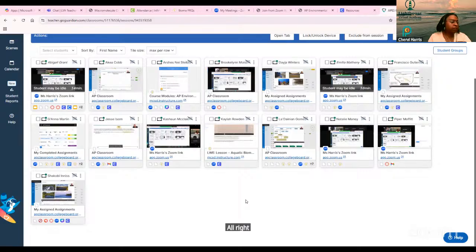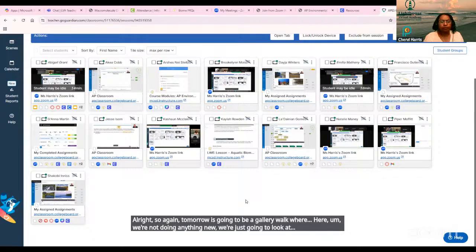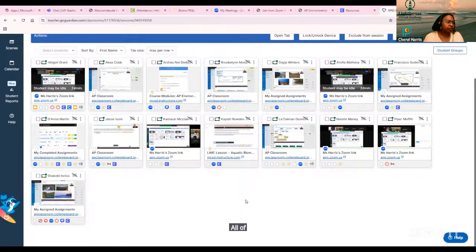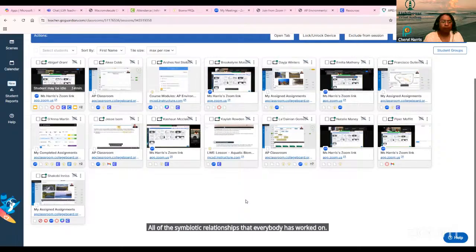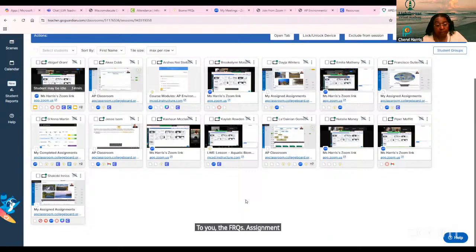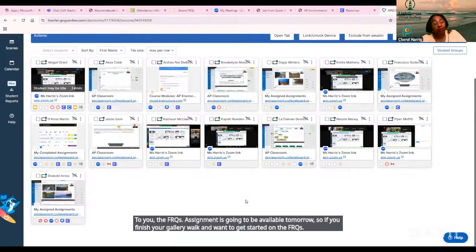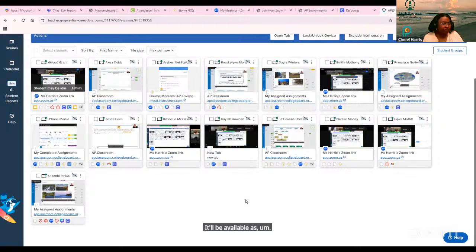All right, so again, tomorrow is going to be a gallery walk where we're not doing anything new. We're just going to look at all of the symbiotic relationships that everybody has worked on from last week. And then Friday, and I'm going to make it available to you. The FRQs assignment is going to be available tomorrow. So if you finish your gallery walk and want to get started on the FRQs, it'll be available. It's exactly the Friday assignment. So feel free to just look at it, think about it, and then work on it on Friday.